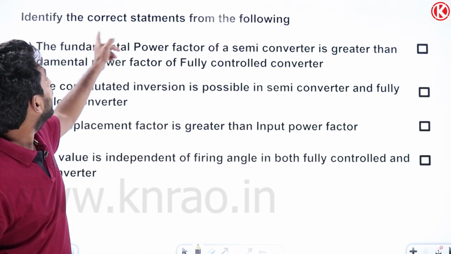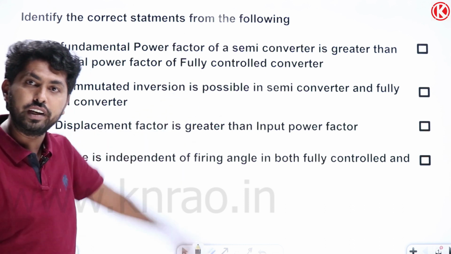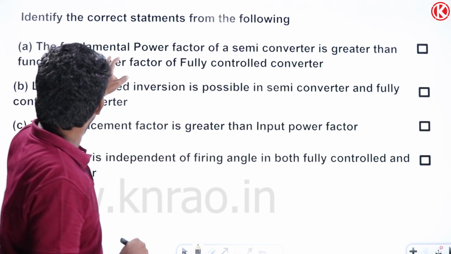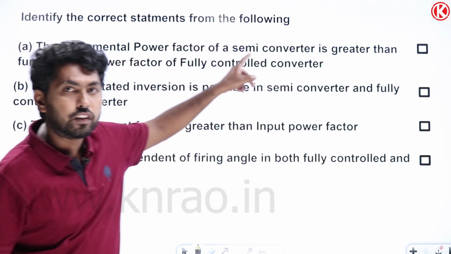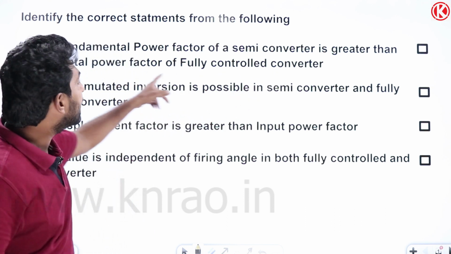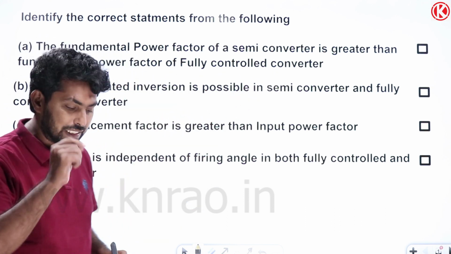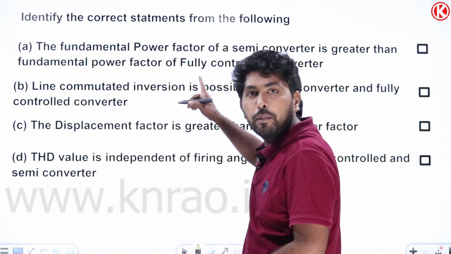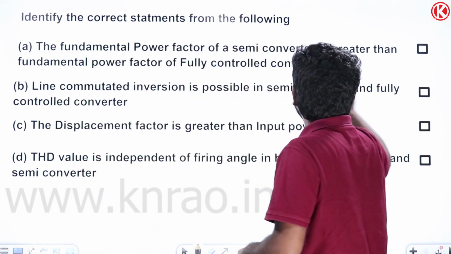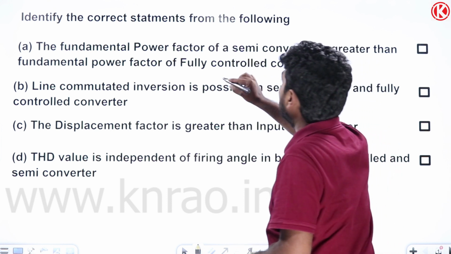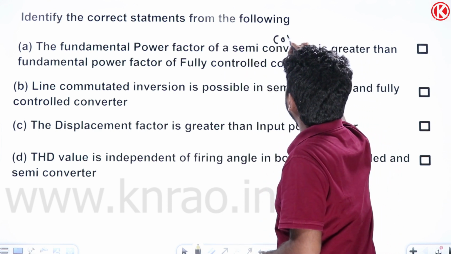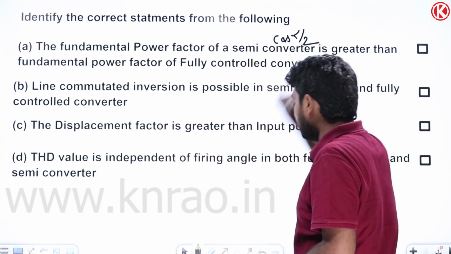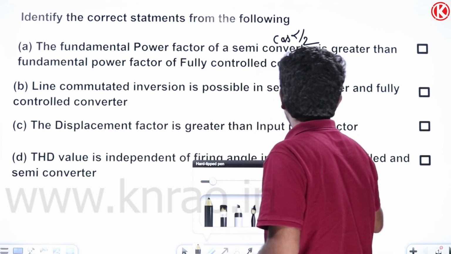Identify the correct statement from the following statements. The first statement: the fundamental power factor of the semi converter is greater than the fundamental power factor of the full converter. Is it right or not? Let us see. We know that the fundamental power factor for the semi converter will be cos(alpha/2).